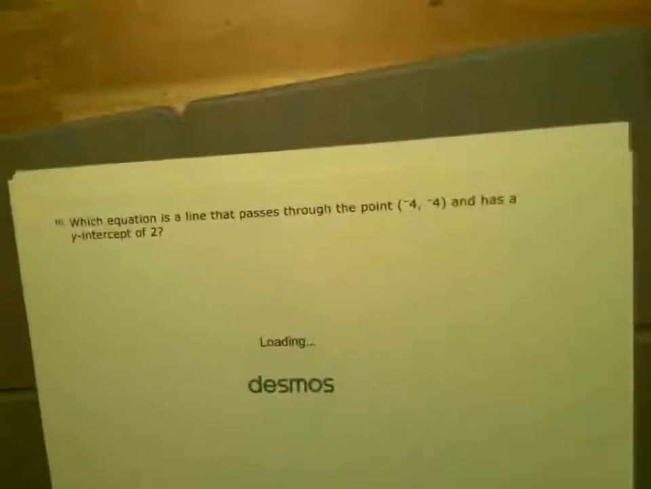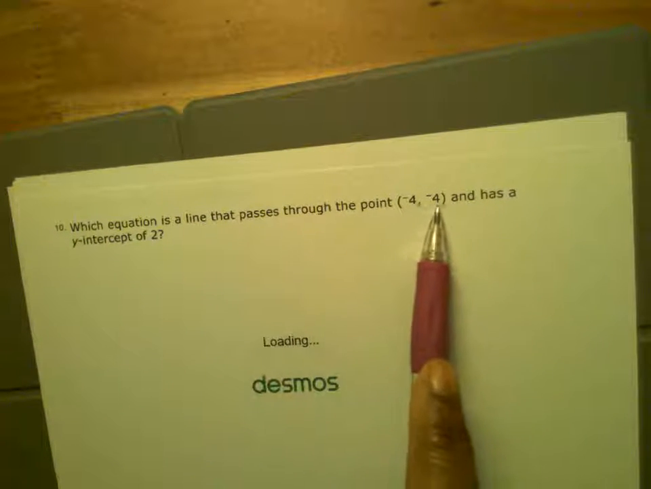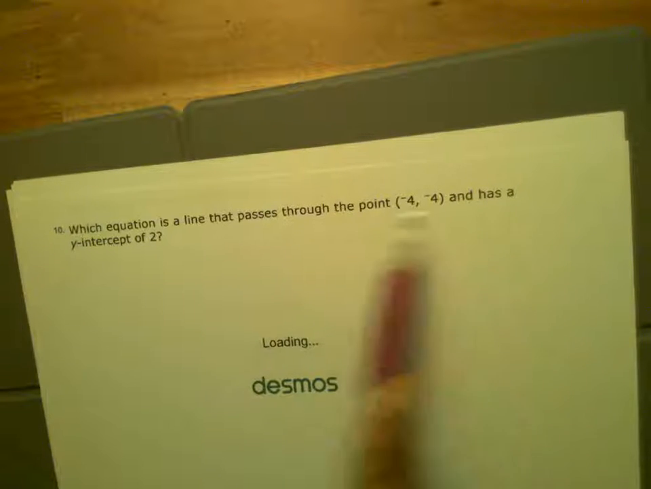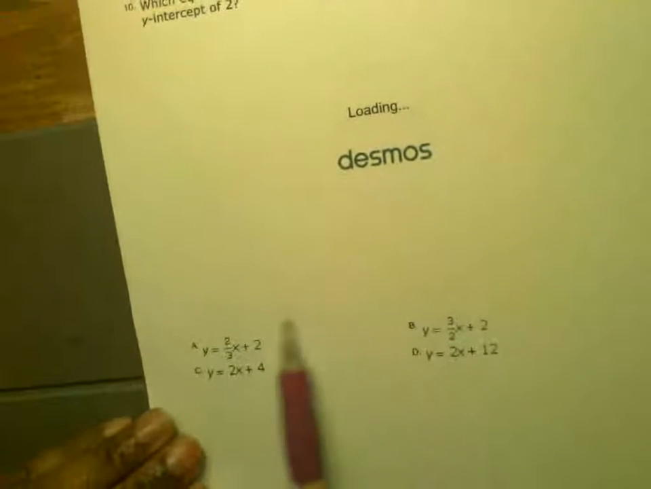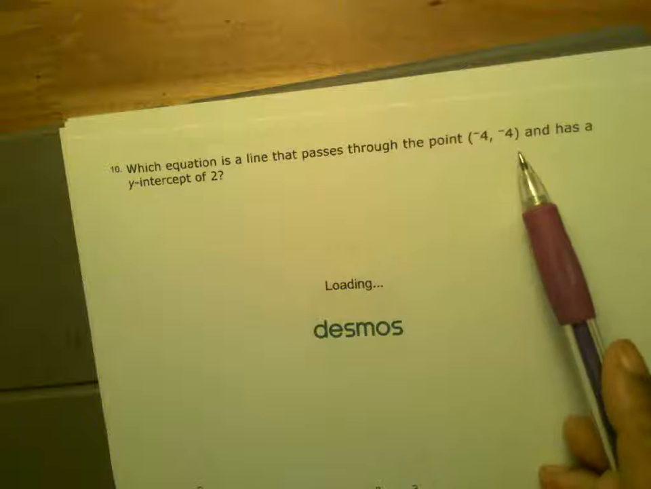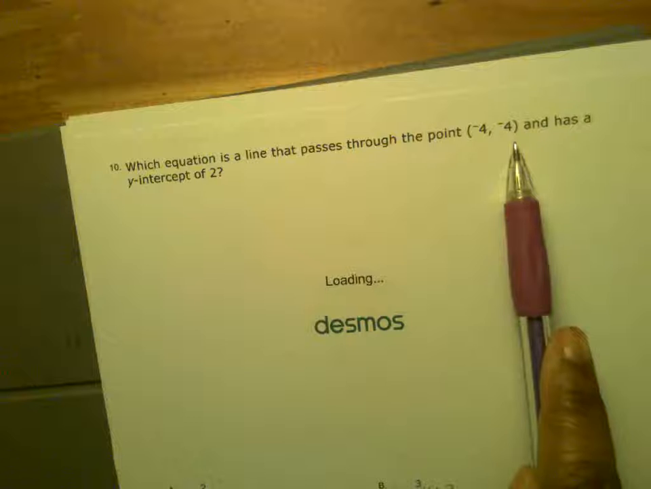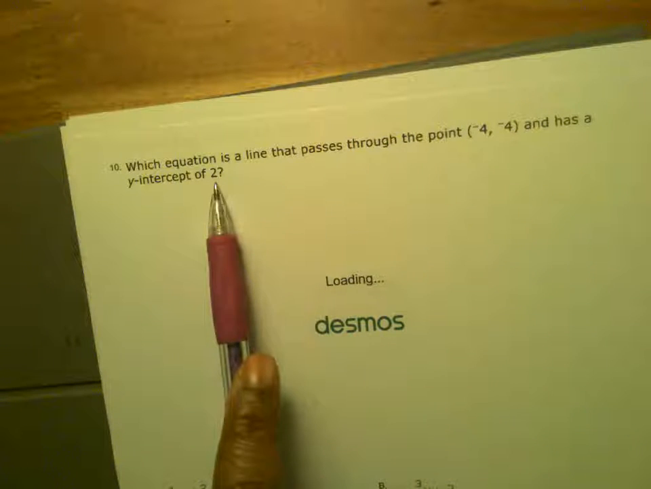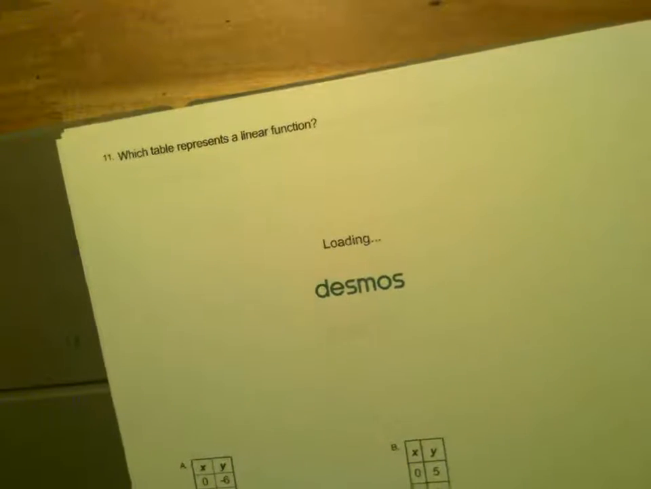Number 10, which equation is a line that passes through? This is the point, and the y-intercept, your B, is 2. So you're looking for a y-intercept of 2. Okay, and then you have to figure out what the slope is. So to find the slope, you can use this calculator. Graph the point and graph the y-intercept and see what the slope is. Okay, rise over run, or y2 minus y1 over x2 minus x1.